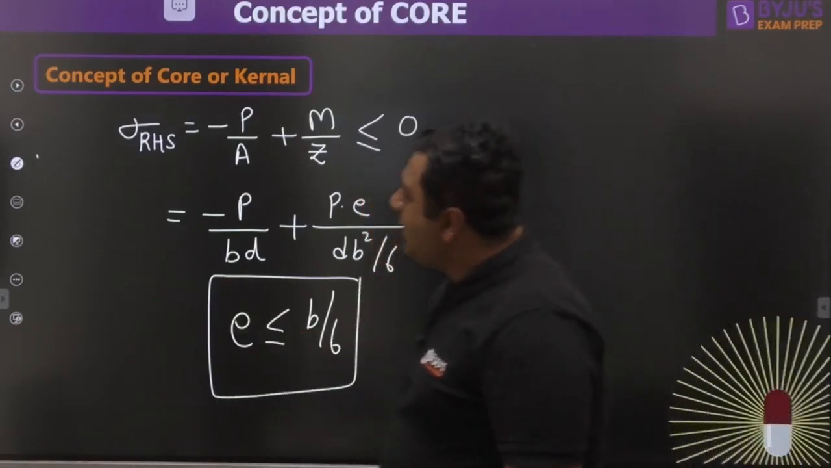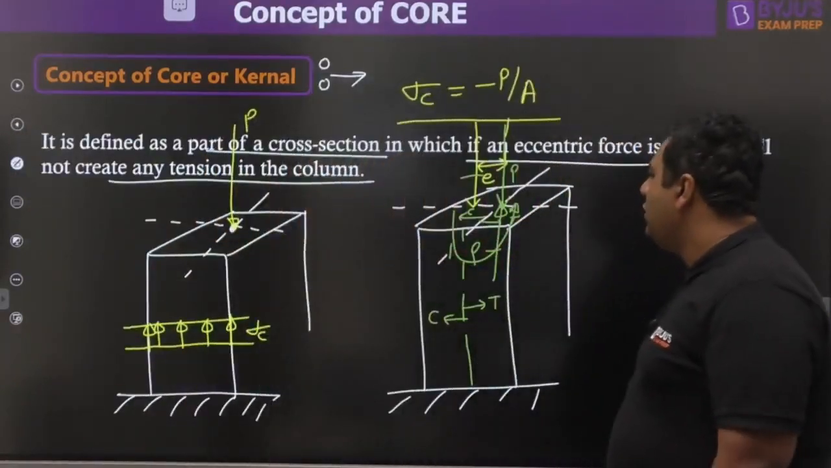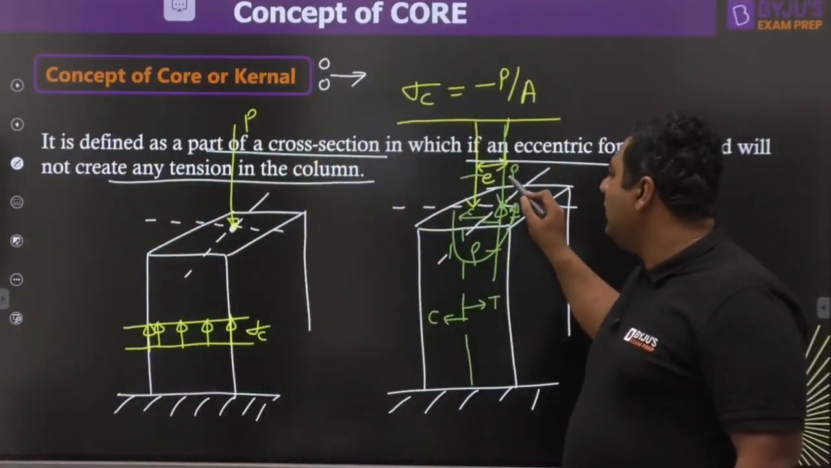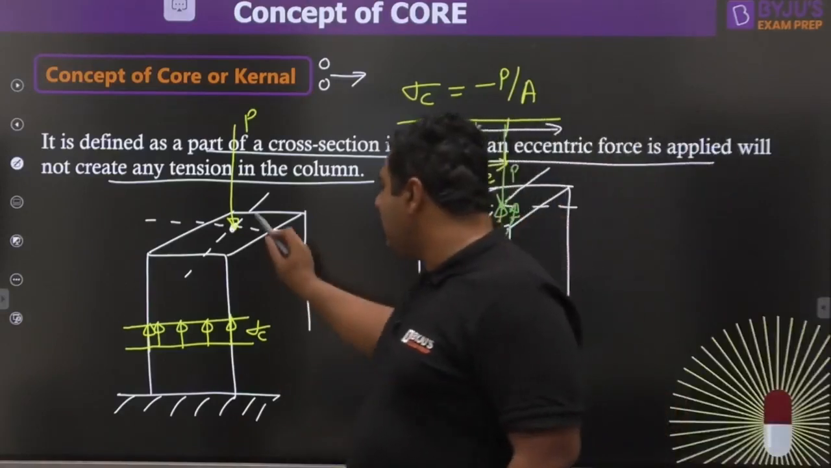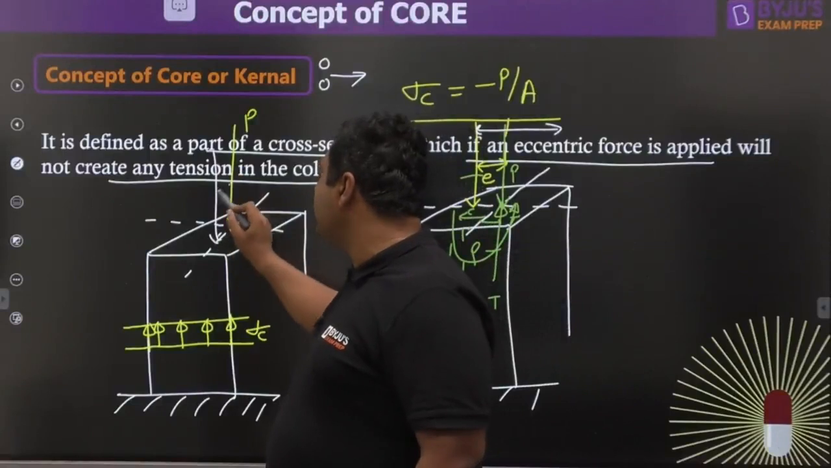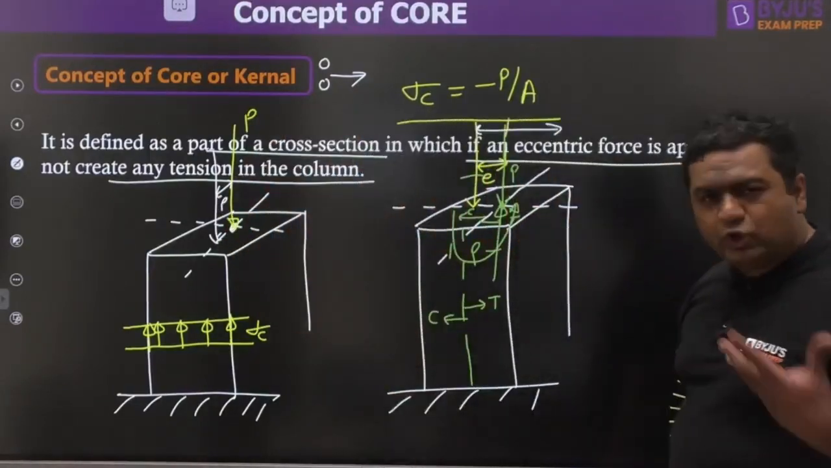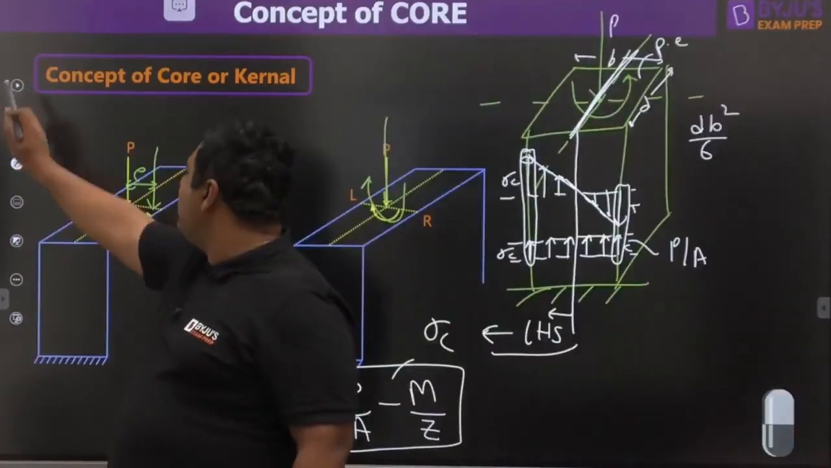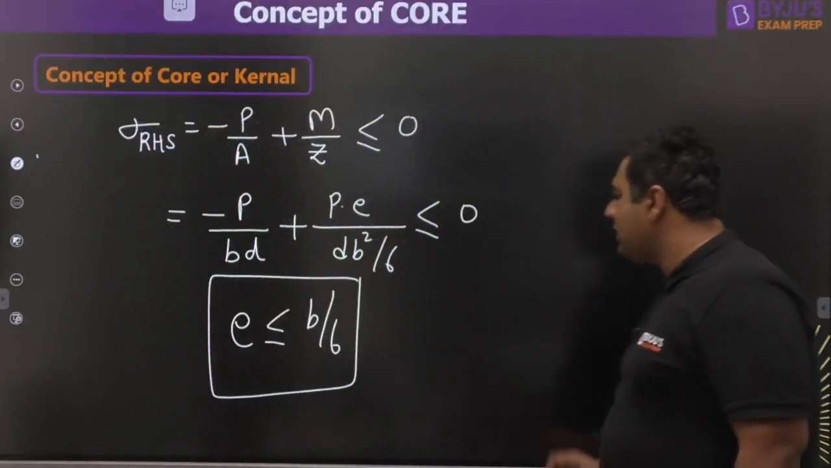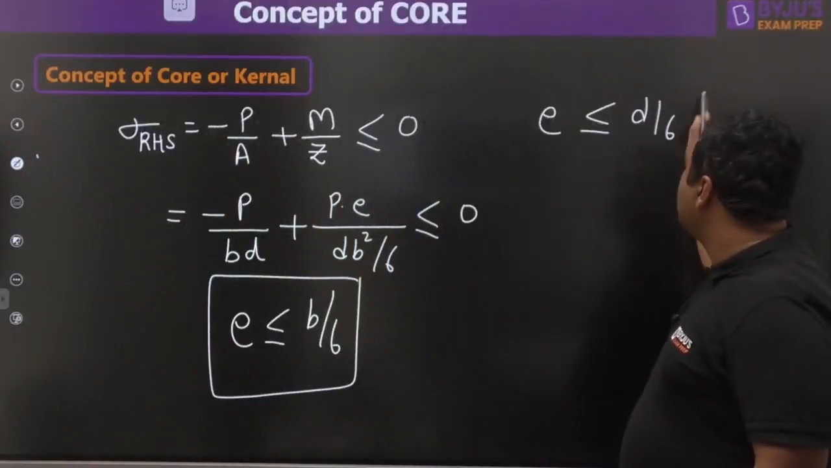This is coming, my dear, when we have taken the load to be eccentric in this direction. If the load is going to be eccentric in the other direction, if the load is coming E forward or E backward, we will also be doing the same calculation again. And when you do the same calculation again, this time you will get eccentricity to be less than or equal to D by 6.